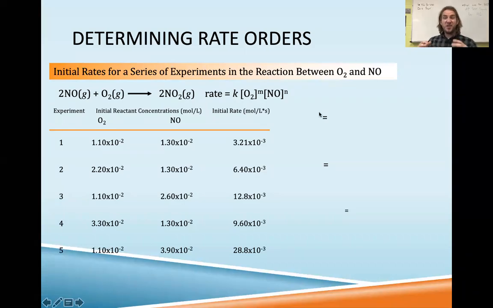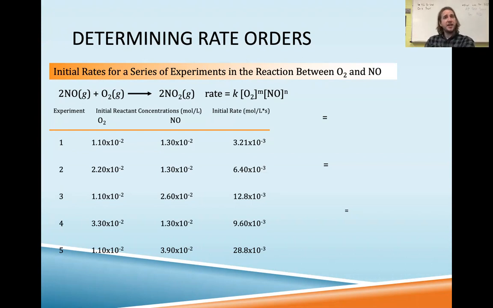So the question becomes, how do we actually figure out these orders? How do we figure out what impact each of our different reactants have at a given time? And based on that, what our rate constant, or K, would be as we were looking at a reaction. So here we've got some sample data.